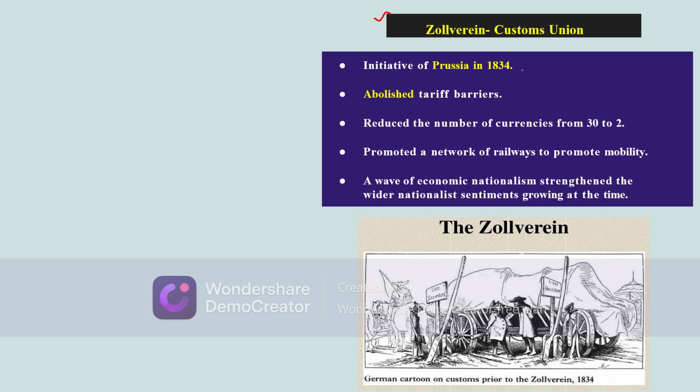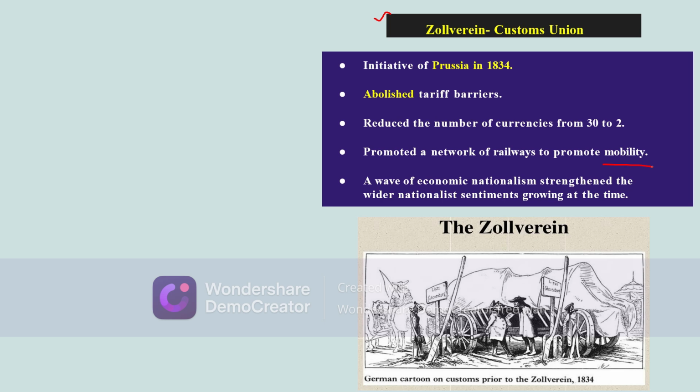First, it abolished the tariff barriers. It reduced the number of currencies from 30 to 2. It promoted a network of railways to promote mobility. So basically, it also improved the railways. A wave of economic nationalism strengthened the wider nationalist sentiments growing at that time.